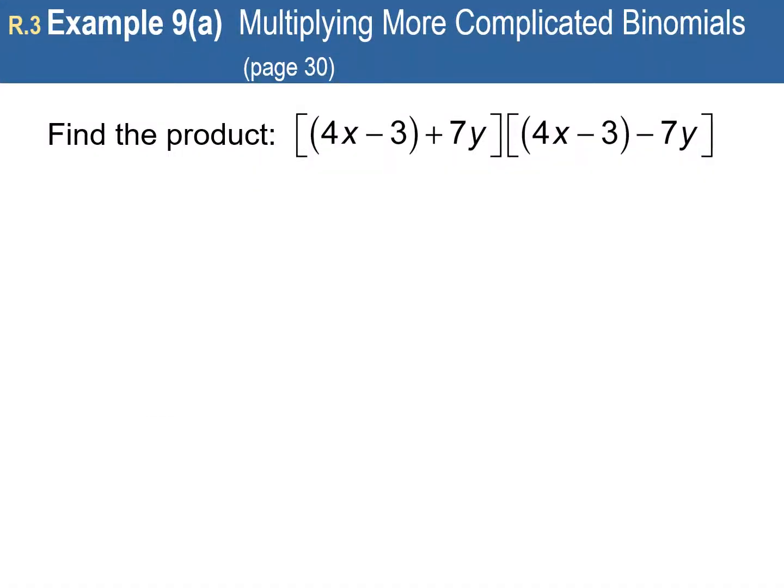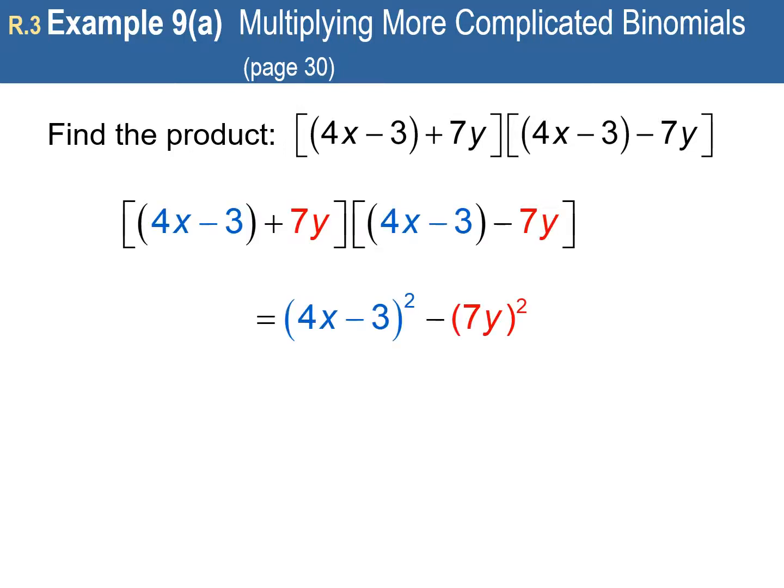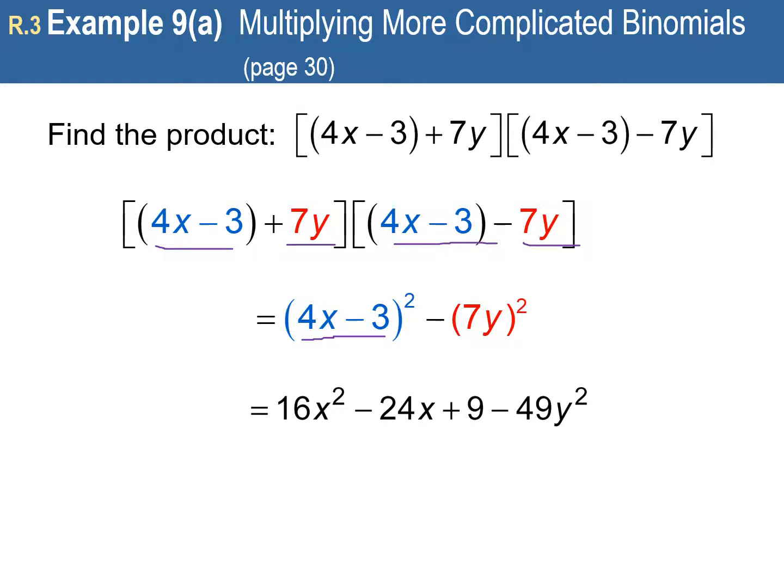Now suppose I want to find this product right here. The first thing you can do is recognize that this is a plus b times a minus b, and that this is going to be a difference of squares. So that just becomes 4x minus 3 squared minus 7y squared. And if I multiply out this term right here, I get that to be 16x squared. And then it's going to be minus 2 times 4 times 3. So it's minus 24x plus 9. And then minus 49y squared.